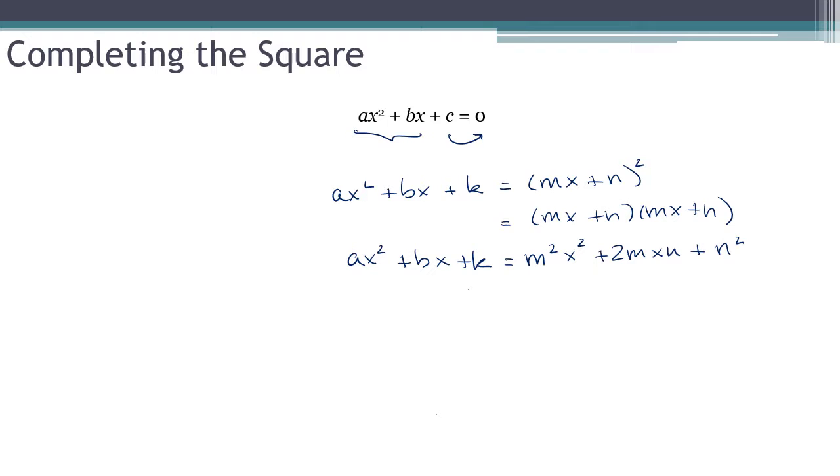Now I'm going to rely on this definition, this idea of what it means for two polynomials to be equal. If two polynomials are equal, that means their corresponding coefficients are the same. Their x squared coefficients are the same, their x coefficients are the same, and their constants are the same. So in other words, a is equal to m squared. Those are the coefficients of the two x squared terms. And b has to equal 2mn. And, most important, k has to equal n squared.